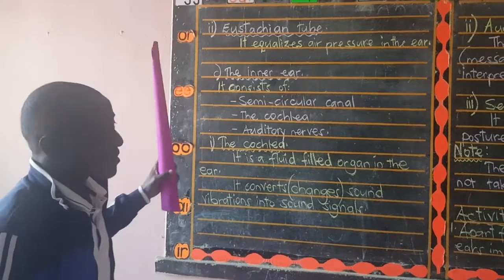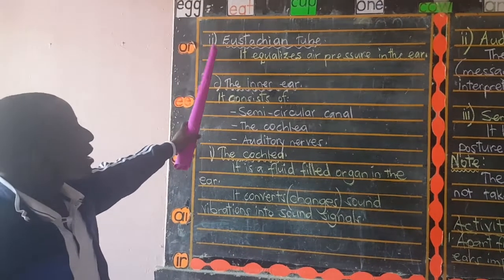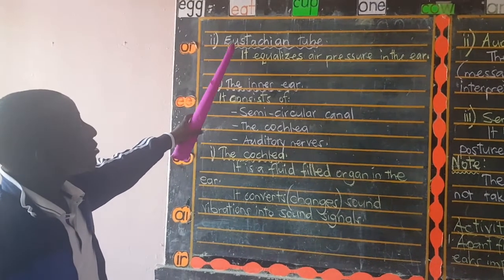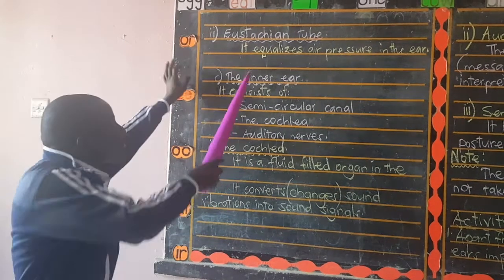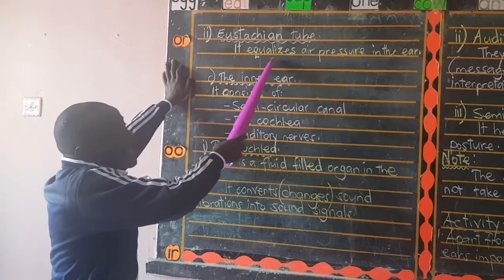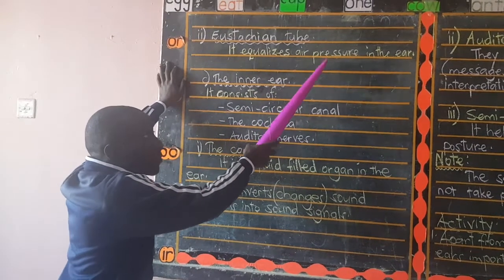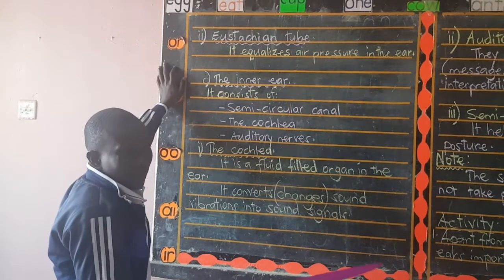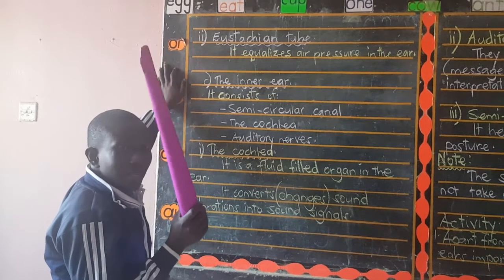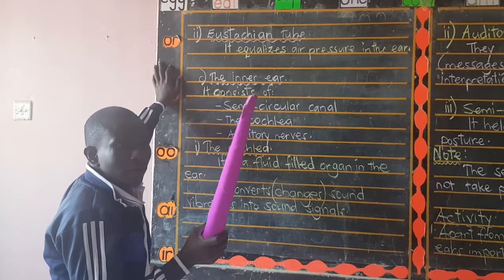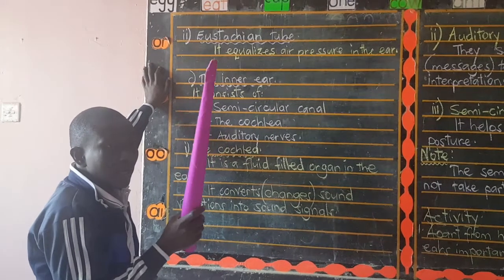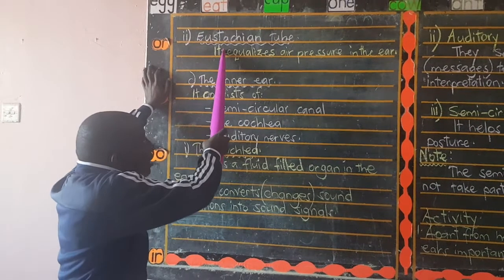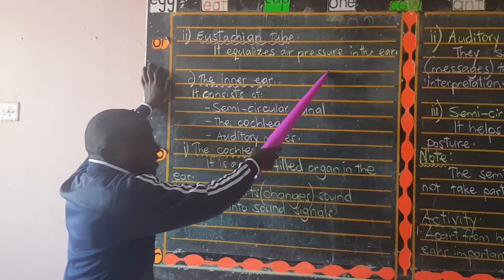After looking at the ossicles, now we go to the next part called the Eustachian tube. This Eustachian tube equalizes air pressure in the ear. Understand these things carefully. When you are watching this, always rewind and understand my statements. The Eustachian tube equalizes air pressure in the ear.